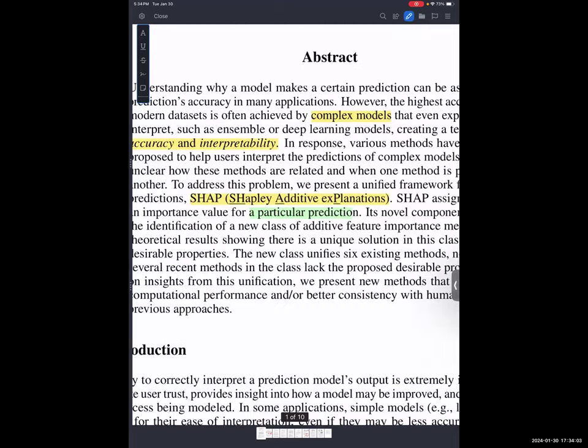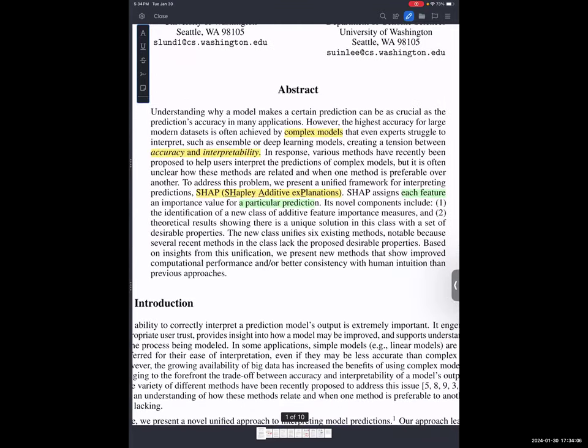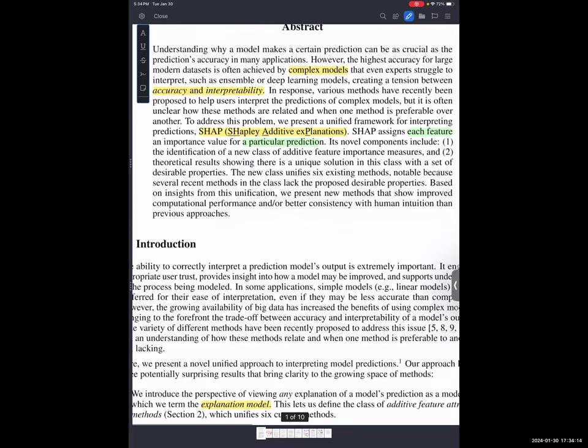So the idea is how to explain complex models, and they propose a so-called unified framework for interpreting predictions, SHAP, Shapley additive explanations. Okay, P is the third letter, but that's what they picked. SHAP assigns each feature an importance for a particular prediction. That means the Shapley value is calculated for each input.